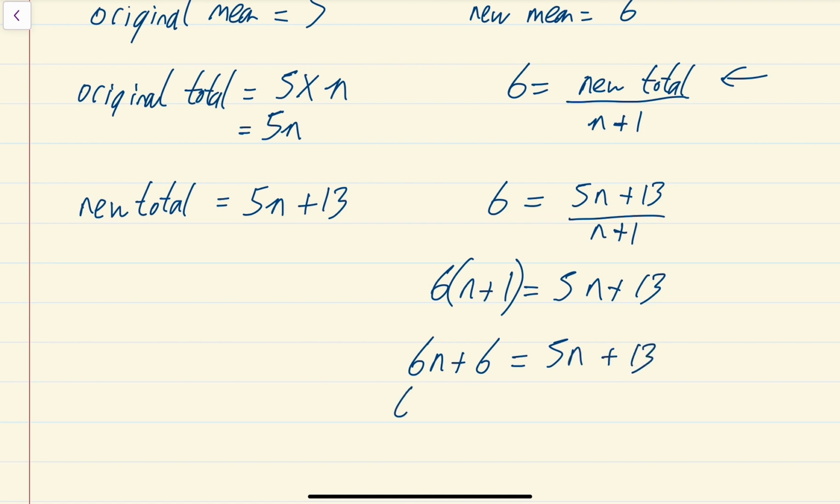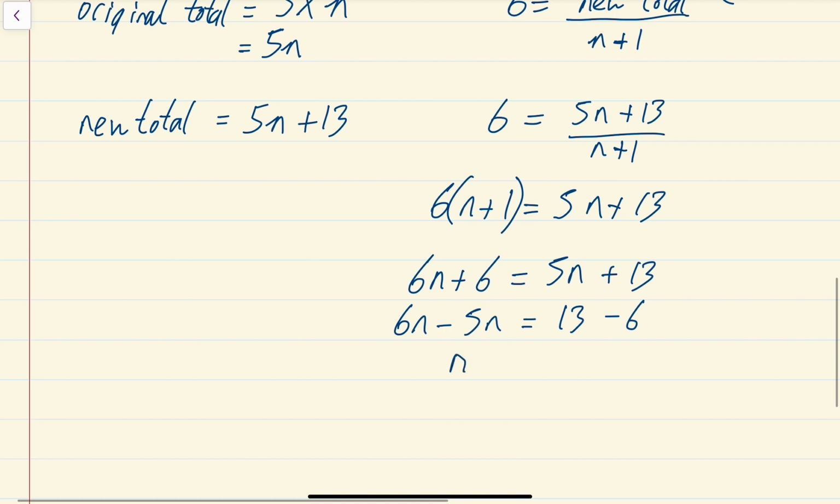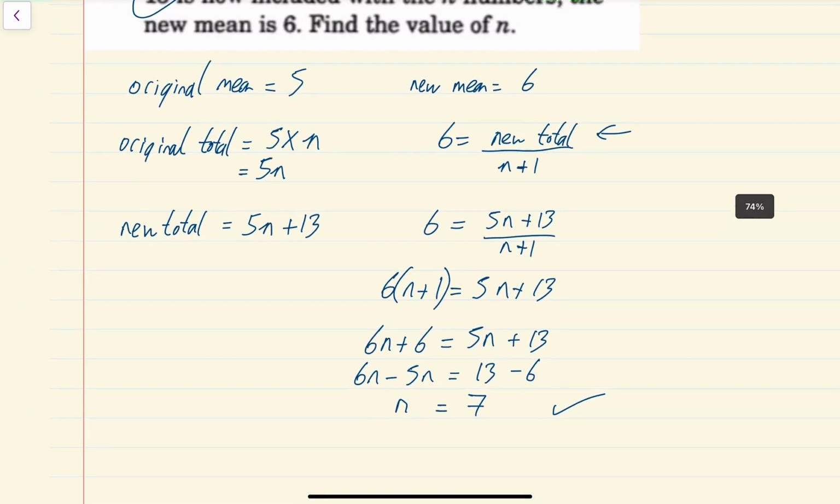Then bring all the n's to one side. 6n minus 5n is equal to 13 minus 6. That means 1n on the left is just equal to 7. So n is equal to 7. And that is us done.